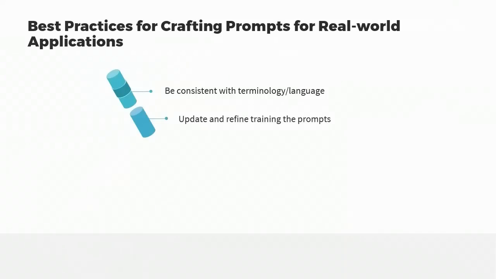There are several best practices to help you craft prompts that are effective at producing useful results from ChatGPT in real-world applications. First, be consistent with your use of terminology and language in your prompts. Consistency helps ChatGPT learn and recognize patterns, resulting in more accurate and relevant outputs over time. Second, continuously update the prompts. ChatGPT may face different questions and scenarios over time, so it's crucial to update and refine the training prompts to reflect these changes.